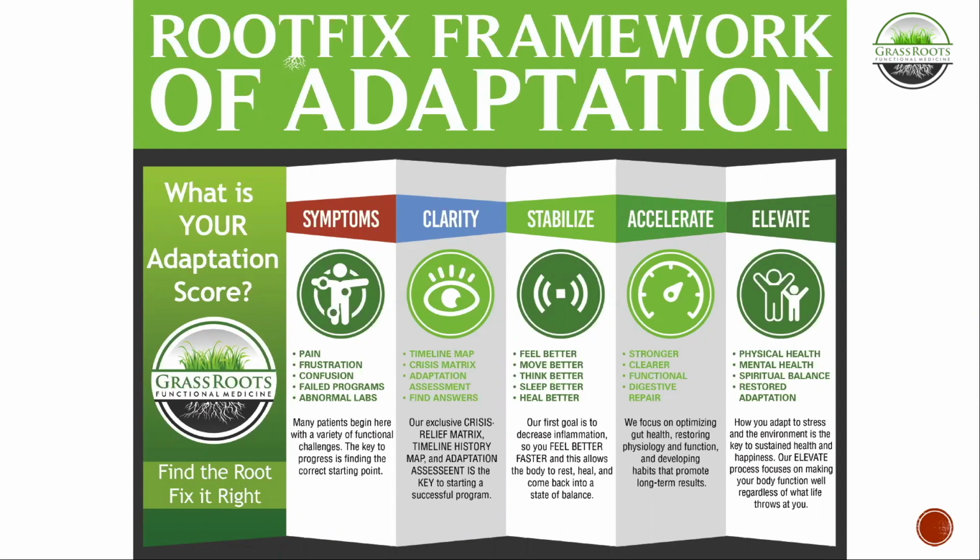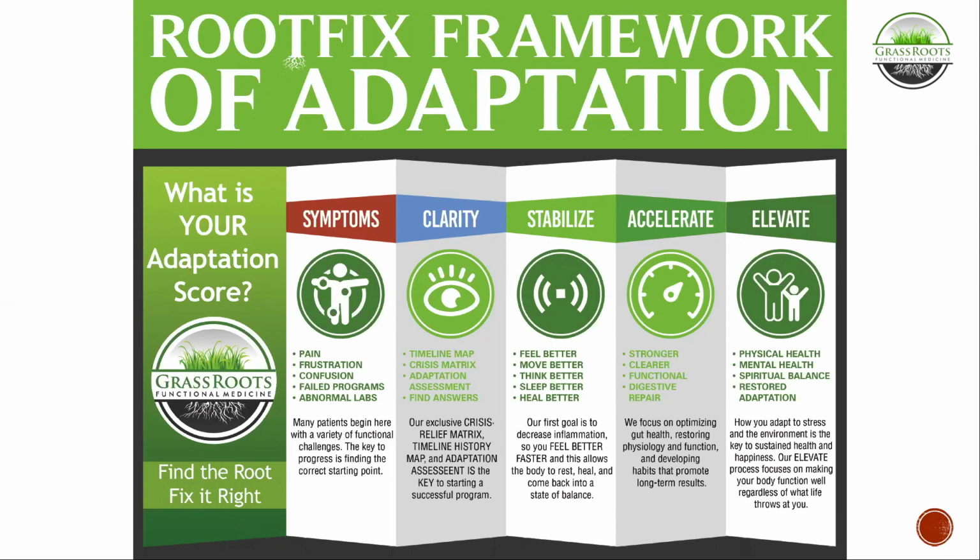Many patients begin with a variety of symptoms, which you can see here in this infographic. A variety of functional challenges, and what they're looking for is clarity on what they need to do to get healthy again. At GrassRoots, we use our exclusive timeline map and our history-taking process to draw out exactly why the illness has occurred. We use our crisis matrix to understand not only the underlying cause of the pain, but also the fastest route back to a healthy and happy, well-functioning body. Through our adaptation program, we isolate the right starting point so that in every step of the process, you're progressing towards a better state of wellness, emotionally, physically, and spiritually.